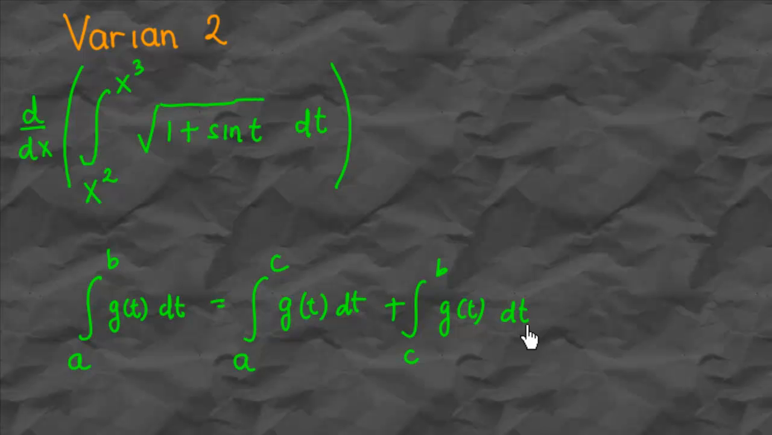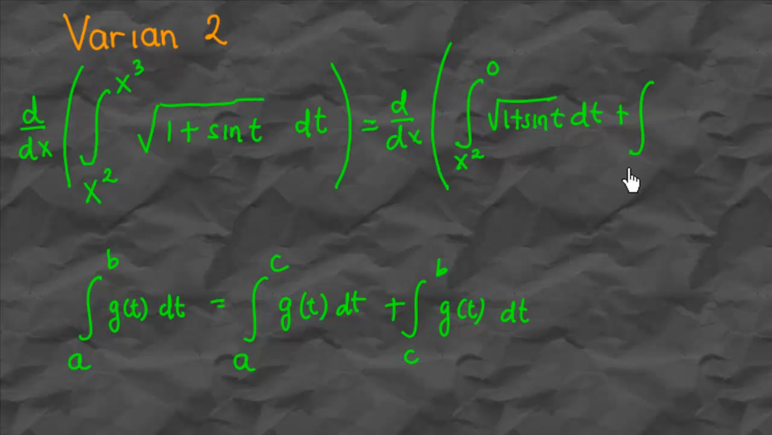Okay, so let's try to apply this property to our problem. Using that integral property, we can split the integral from x squared to c. What is the c here? Well, you can pick any c. You can pick 1 million, 5, 3, but let's stick with 0. Square root of 1 plus sine t dt, from x squared to 0, and then we continue from 0 to x cubed.